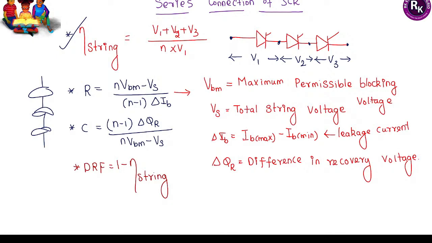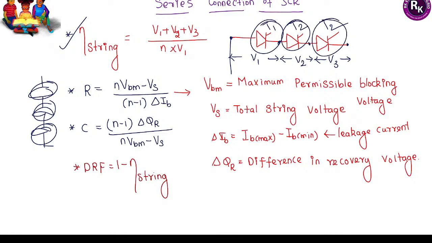So here also, this is our insulator 1, insulator 2, insulator 3 from the terminal. Like that, here also from the terminal, this is thyristor 1, thyristor 2, thyristor 3. Now, how will we calculate the string efficiency? We have to observe the total voltage, the sum of all the voltages, in the numerator, divided by n, which indicates the number of thyristors. How many thyristors are there? 1, 2, 3. Totally we have 3 thyristors, into the voltage across the first thyristor, that is V1. That is the formula to calculate the string efficiency.